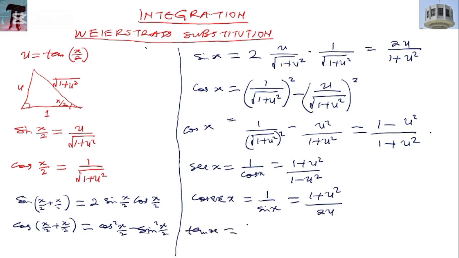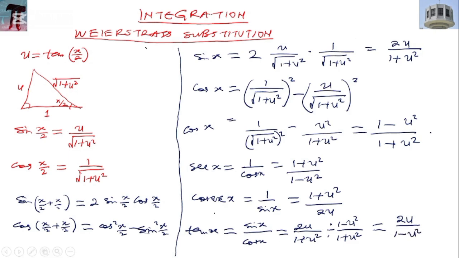Tan x is sine x divided by cos x by definition. So we are dividing 2u over 1 plus u squared by cos x, which is 1 minus u squared over 1 plus u squared. Evaluating this, if you change the division to multiplication, you see that the common factor cancels, so we have 2u over 1 minus u squared as the value for tan x.